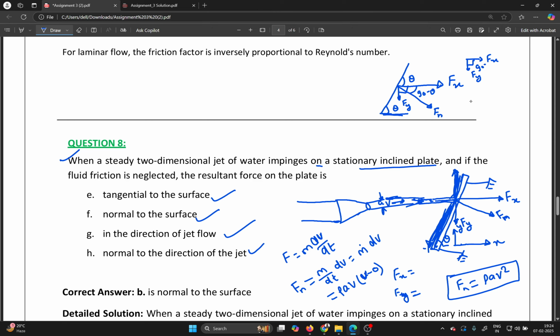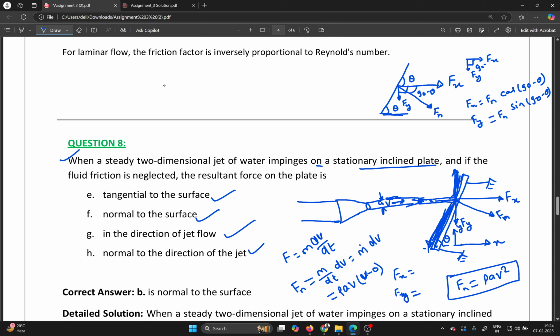So your Fx will be Fn cos(90 minus theta). Similarly, your Fy will be Fn sin(90 minus theta).